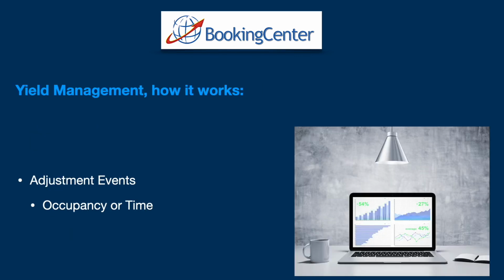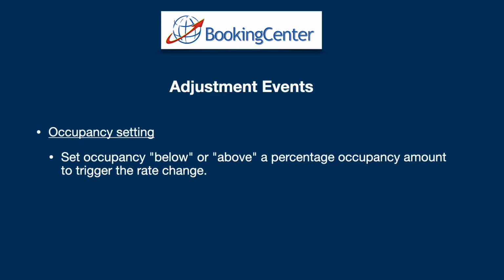Adjustment events. Rate adjustments will be triggered by either of 2 events, occupancy or time. Occupancy events are used when you set occupancy below or above a percentage occupancy amount. This triggers a rate change.